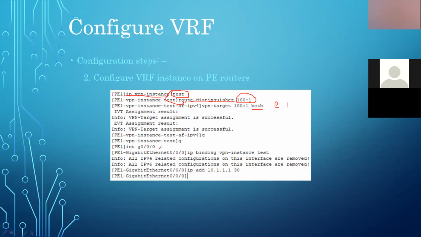After we do this, we will attach this VPN instance to the interface that is connecting to the customer edge. And as you can see, it's bound to the interface. When we do this, all the configurations on the interface will be removed, so we have to reconfigure again like this. And we have finished configuring the VPN instance.